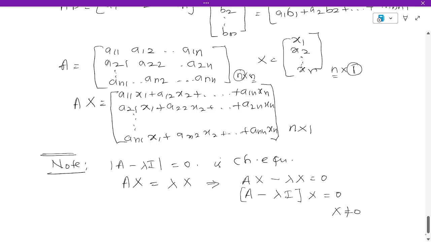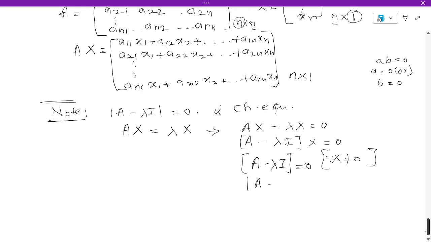You know, in the multiplication rule generally in mathematics, if ab equal to 0, either a equal to 0 or b equal to 0. Listen, either one of them equal to 0. If b is not 0, a is compulsorily equal to 0. So here x is not equal to 0. The other thing, A minus lambda I equal to 0, since x is a non-zero column vector. This is the matrix. If you take the determinant of A minus lambda I equal to 0, that is the characteristic equation. Okay, it is only the note.